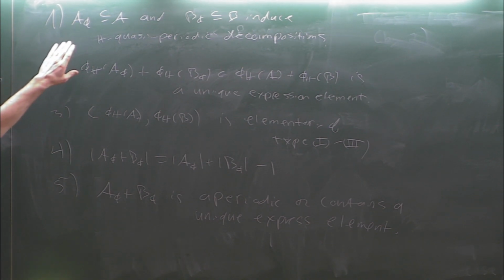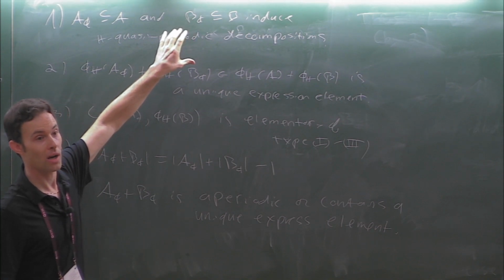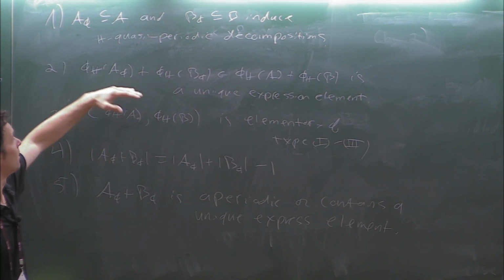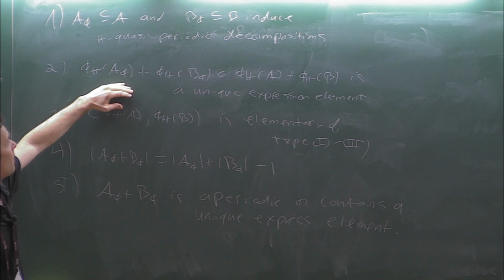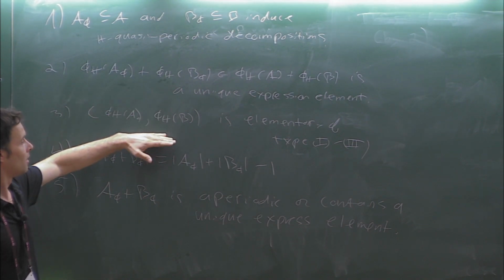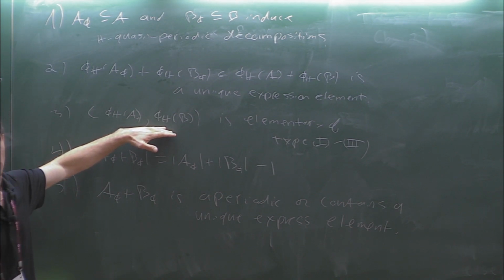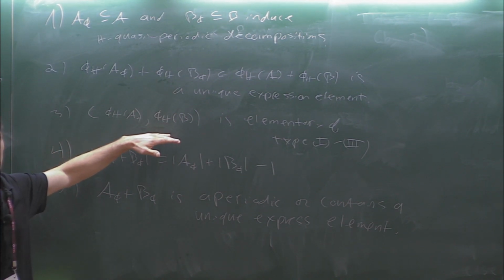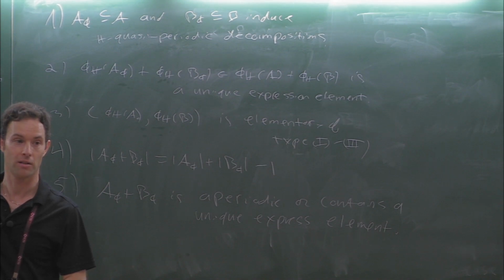Here are the non-empty sets, A empty set and B empty set, that induce these H quasi-periodic decompositions. A empty set plus B empty set is a unique expression element. Mod H, it is not just an arbitrary critical pair, it's an elementary critical pair. One of these 3 possibilities there from the start.